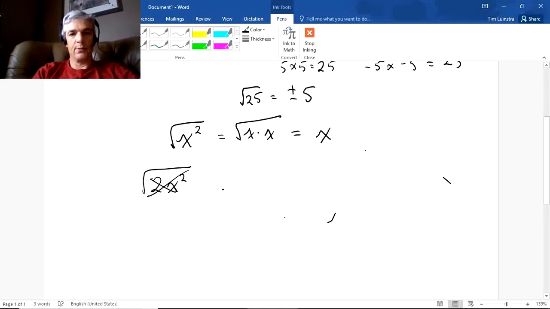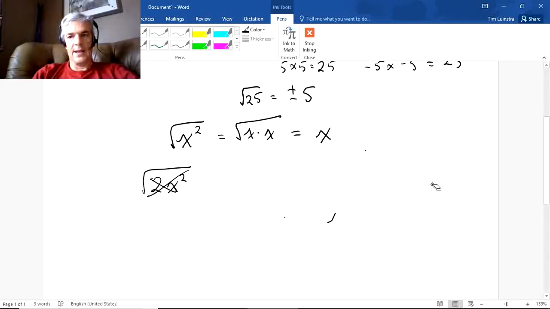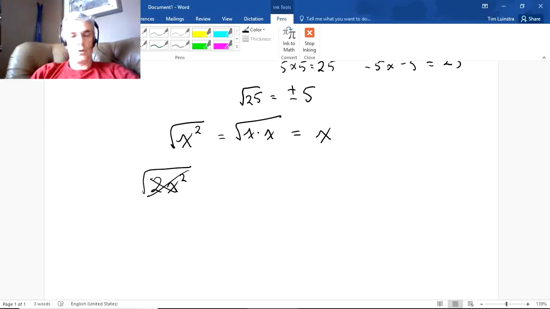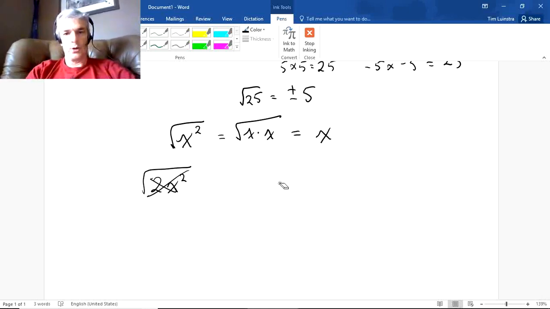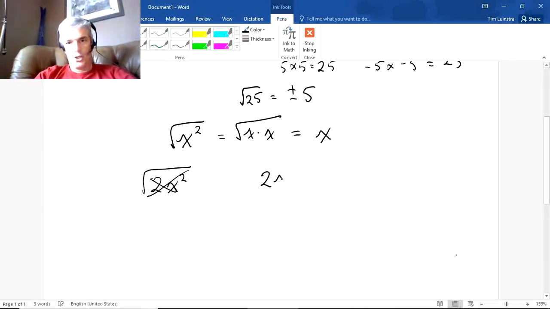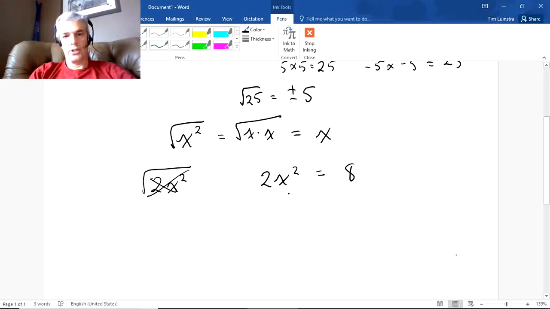We have to get rid of the 2 in front of the x squared to do that. So I won't give you questions where you have to address the 2 in front. You have to get rid of it before you can do it. Sometimes you might get a question like 2x squared equals, let's say, 8. Well, I can solve this, but I have to get rid of the 2 in front of the x squared.